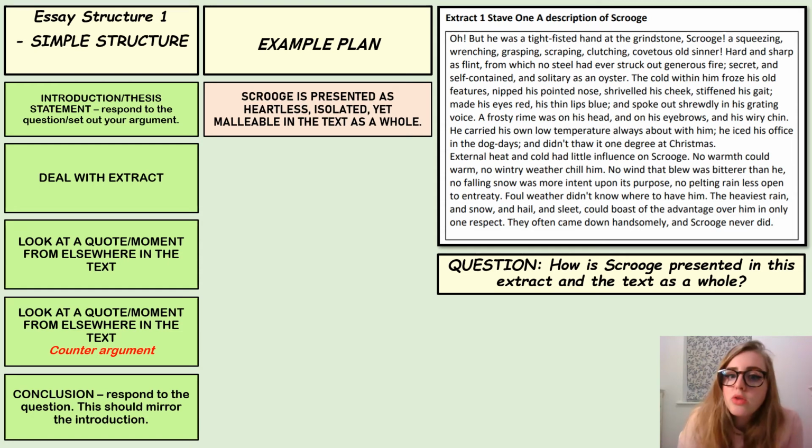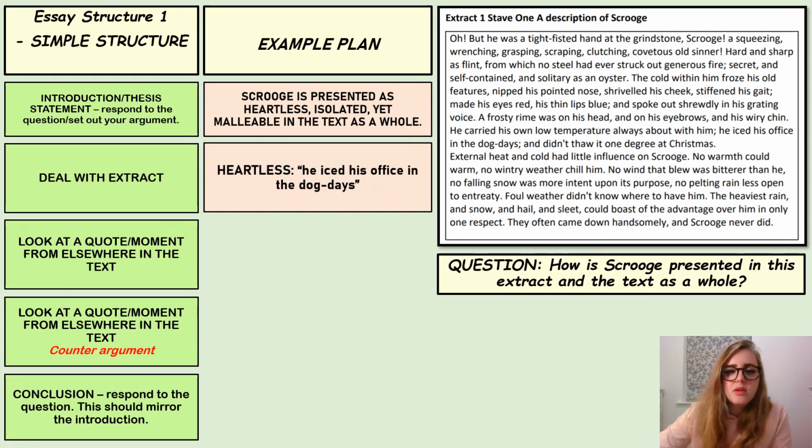Okay, right, so then Scrooge is presented for me as heartless, isolated, but he's malleable in the text as a whole as well. Okay, so basically malleable means he's able to change. So I'm bringing in what I know about the theme of transformation there. The examiner's reports say that it's good if you can refer to big ideas, big themes, in the text as a whole. So if you can talk about him being malleable, then refer that to the theme of transformation, which would be super easy to do. Then you're going to get high marks.